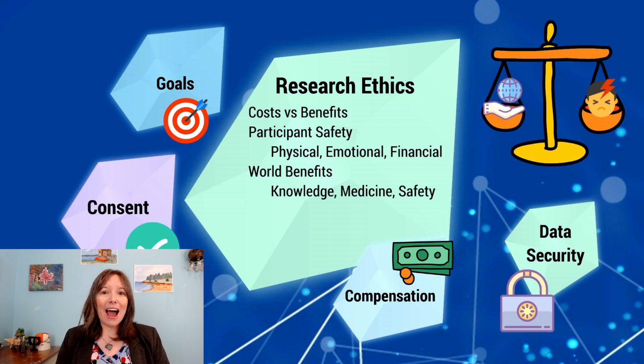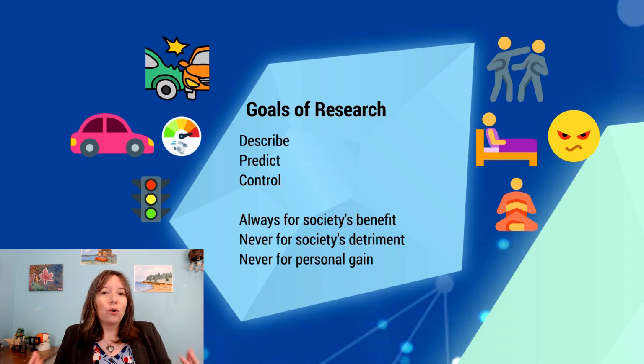Another thing we also consider is how the world will benefit from the research. Will this improve safety overall if we continue with this research? Will it improve medicine? Will it improve our knowledge of something really important to learn about? When we think about this, we reflect on the goals of science. Some of the textbooks write this in slightly different formats. The way I like to present it is that the goal of science is always to describe a phenomenon. If it's something new that nobody has described yet, you want to describe the phenomenon. Then you want to learn how to predict the thing that you just described. And then we want to learn how to control it, always trying to control for society's benefit, never for society's detriment, and never for personal gain.